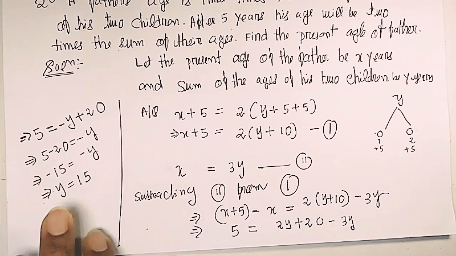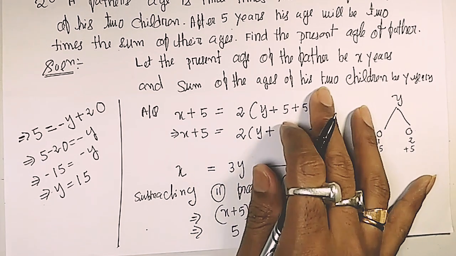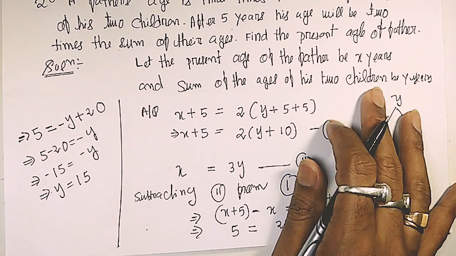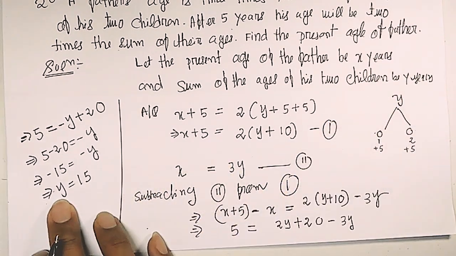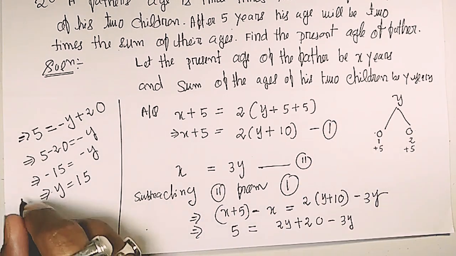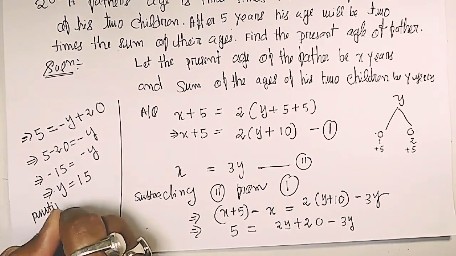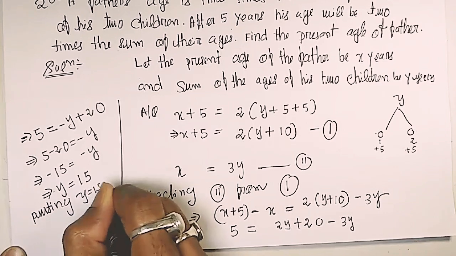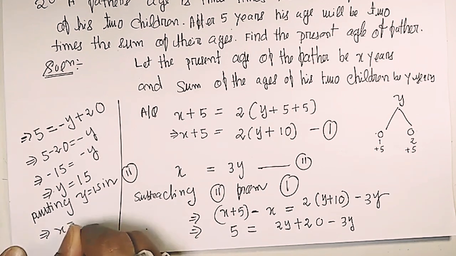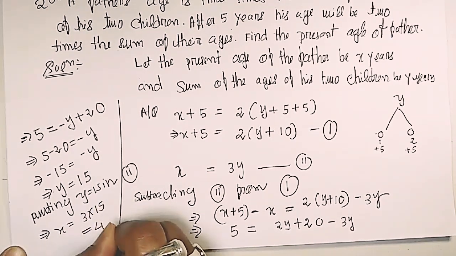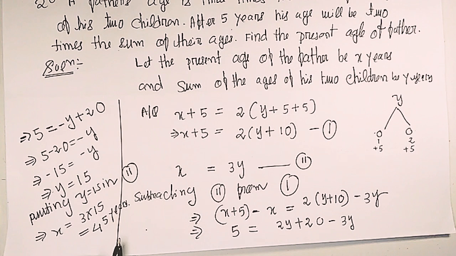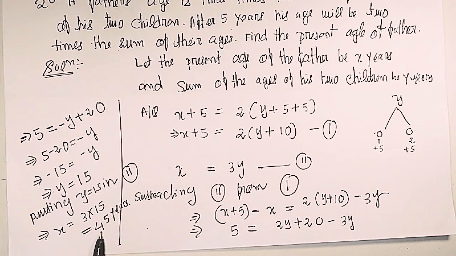So y is 15, which means the sum of the ages of the two children is 15. Now we have to find out the age of their father. So simply substitute the value of y in either equation 1 or equation 2, it's your choice. So putting y equal to 15 in 2, we get x equals 3 into 15 equals 45 years. So the present age of the father is 45 years.